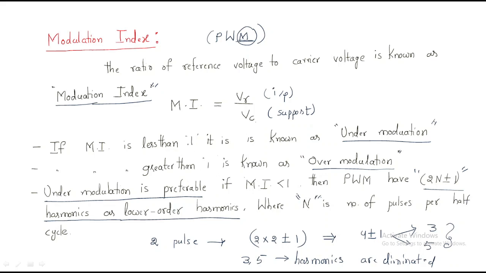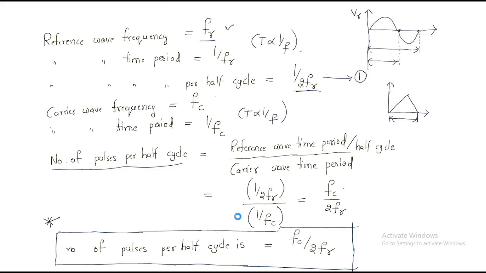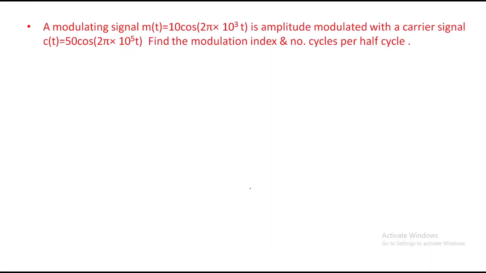So the important thing is the modulation index. It is the ratio of reference magnitude to carrier magnitude, and always the modulation index is less than 1. That is named under modulation, and that is very efficient. So this is about the modulation index. Next, we will discuss a problem regarding this.